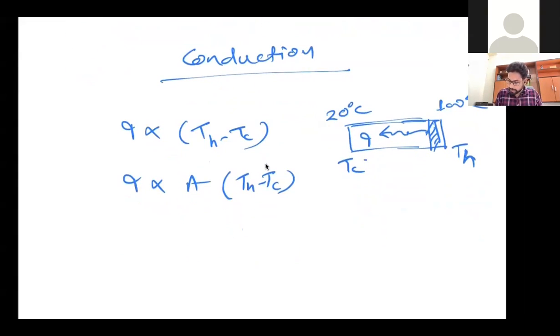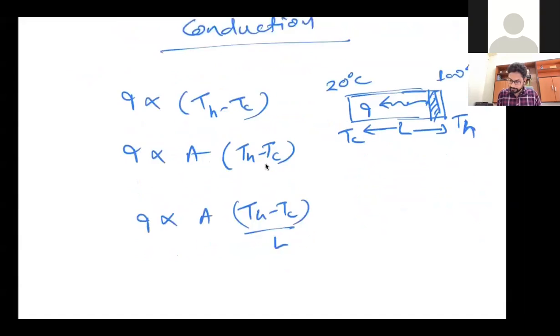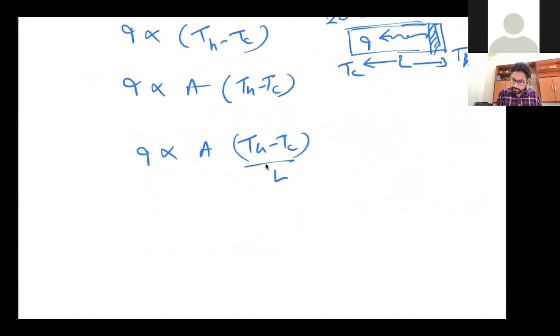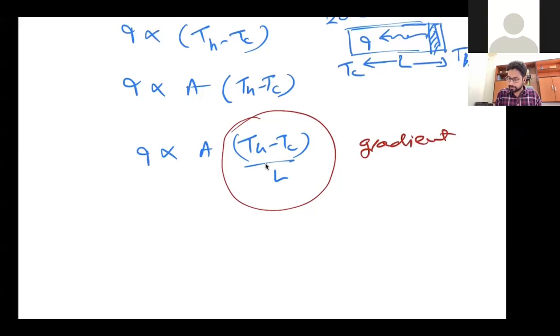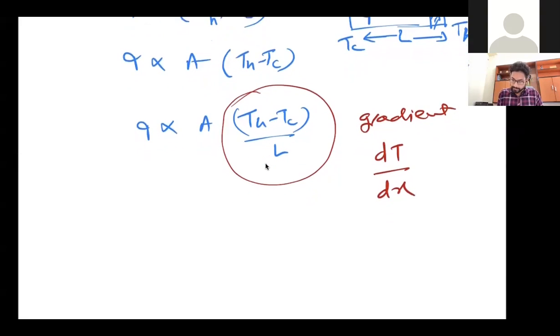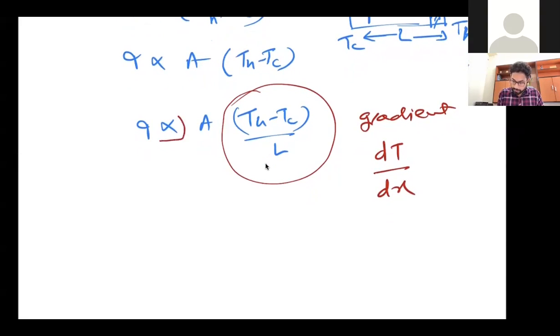And at the same time, it is also proportional to the length, because that brings the gradient, right? So Q is proportional to area times Th minus Tc by length. This thing collectively we can convert into a gradient. So this is basically a gradient, not just the temperature difference. So we can write it as dT by dx, right? And now if you remove this part, that gives us a constant of proportionality. So that tells us K A dT by dx.